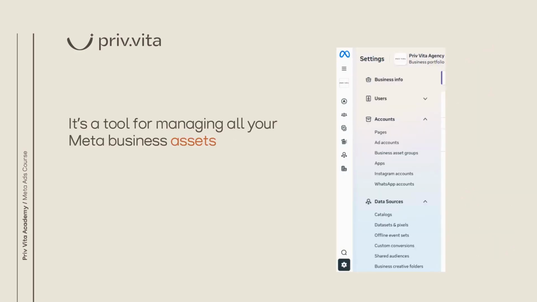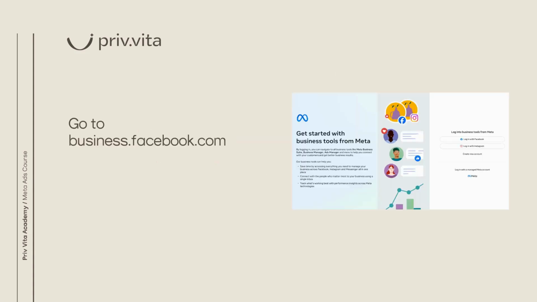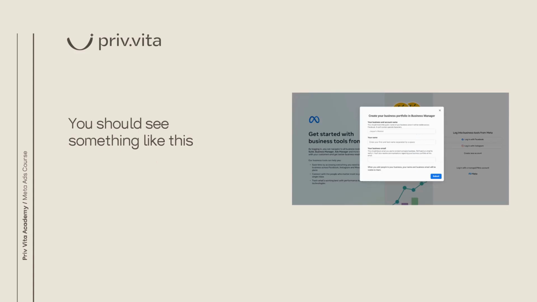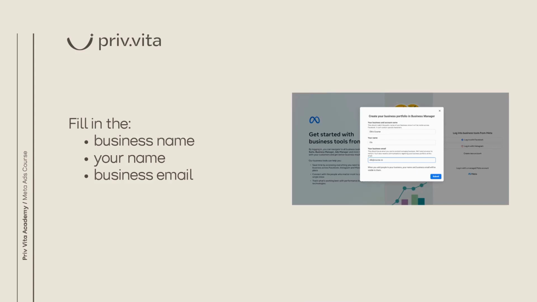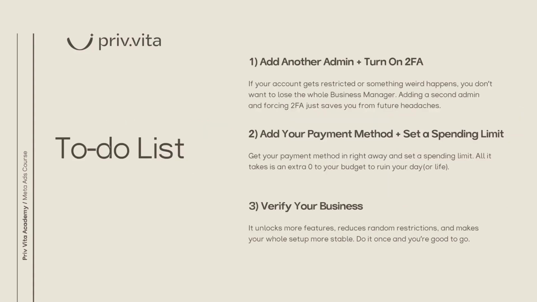The Business Manager is a tool for managing all your Meta business assets, from your pages and ad accounts to your payment methods and settings. To create one, you simply need to go to business.facebook.com. And after you log in, if you don't have an existing Business Manager account, you should see something like this. Then simply fill in the business name, your name, and the business email address. And voila, you got yourself a new business account.